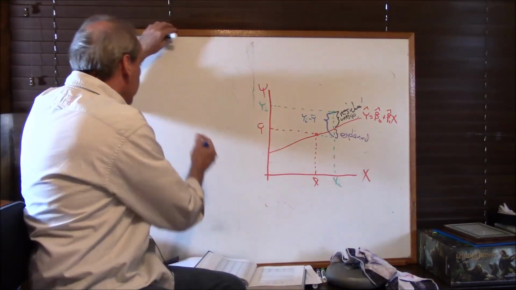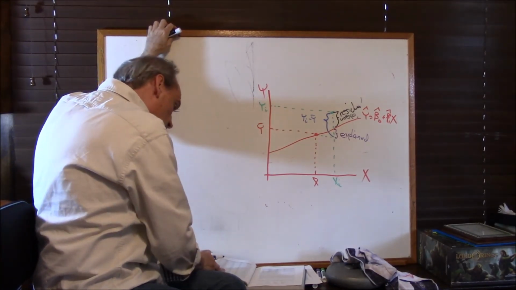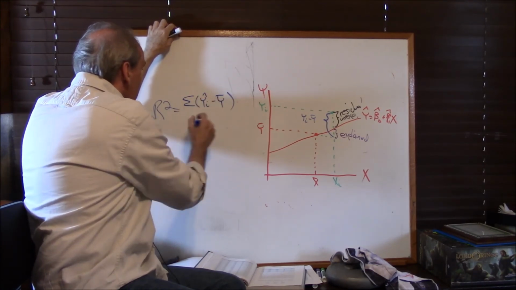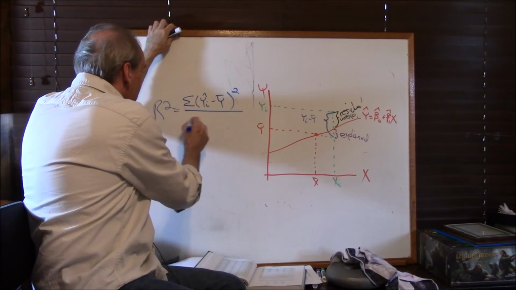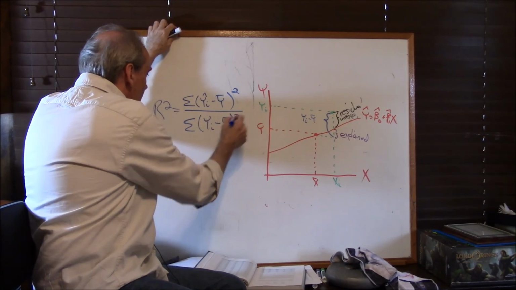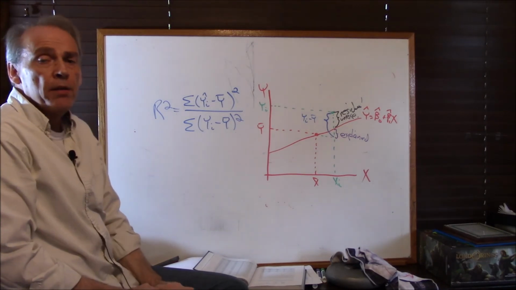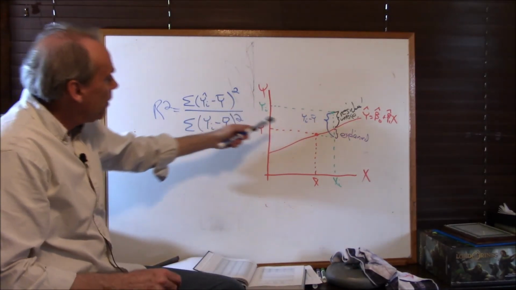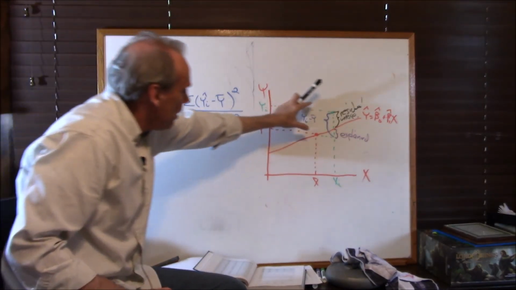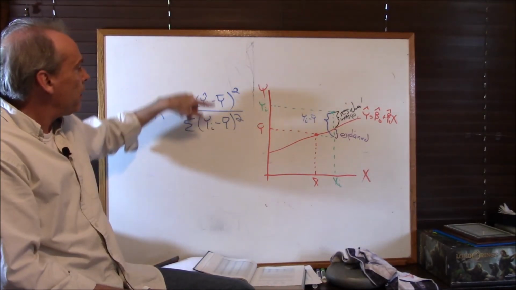All right. R squared is equal to explained sum of squares divided by total sum of squares. That's what R squared is. It's simply the ratio of the squared explained portions divided by the squared total portions. It's the purple divided by the blue. It's how much was explained divided by the total.